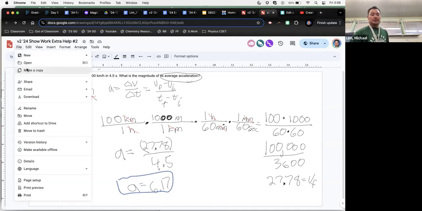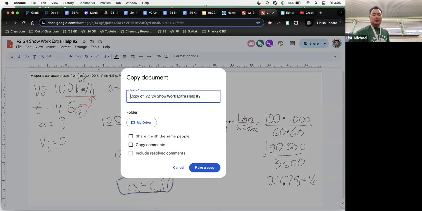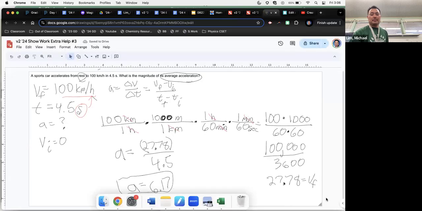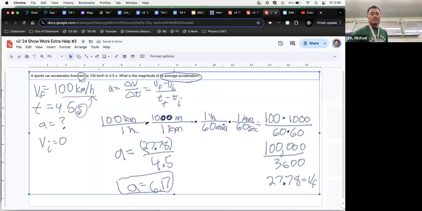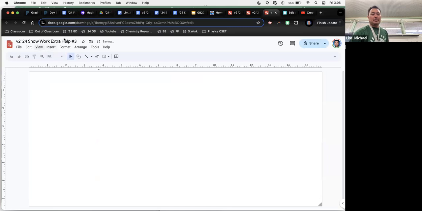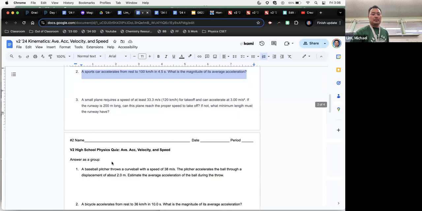Last but not least, number 3. Let's go to the problem here. It's gonna be small plane.